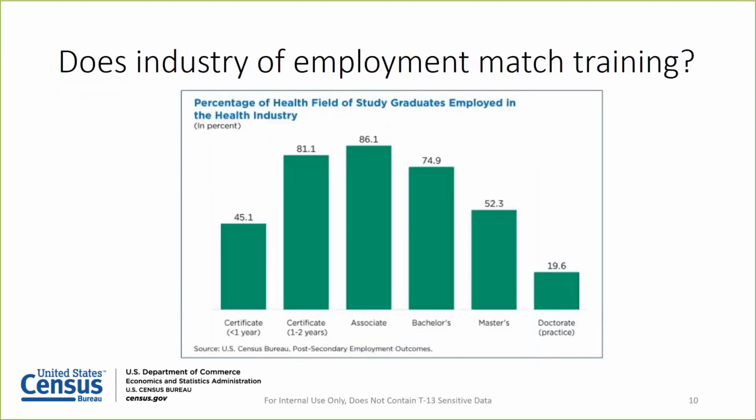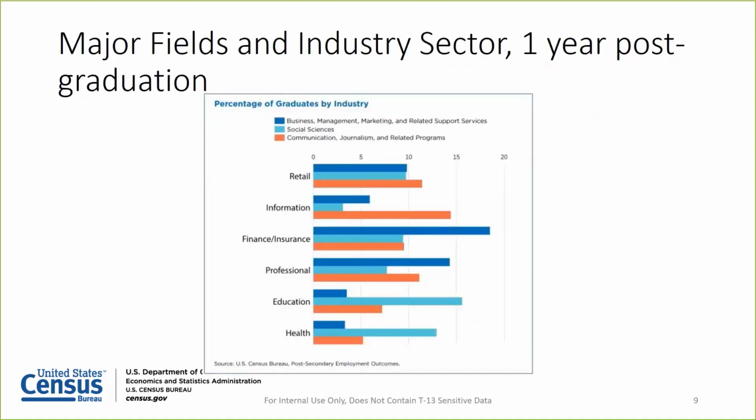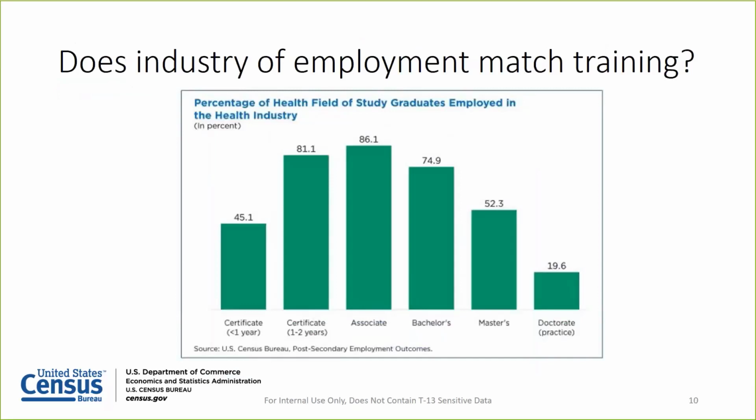You can also look at specific majors. There's some majors that are pretty broad, as we saw in the previous slide. You see that social sciences has pretty broad employment flows to other industry sectors, but there are some majors that match very specifically to certain industry sectors. So one thing we wanted to look at is, of those people that received degrees in health, what share of them ended up employed in health?